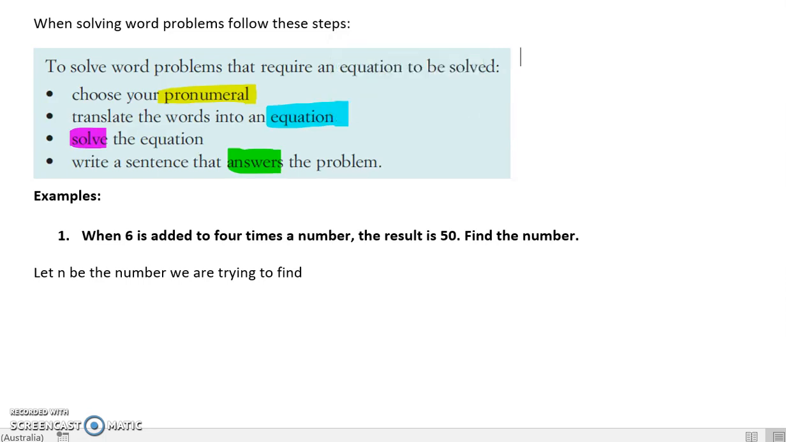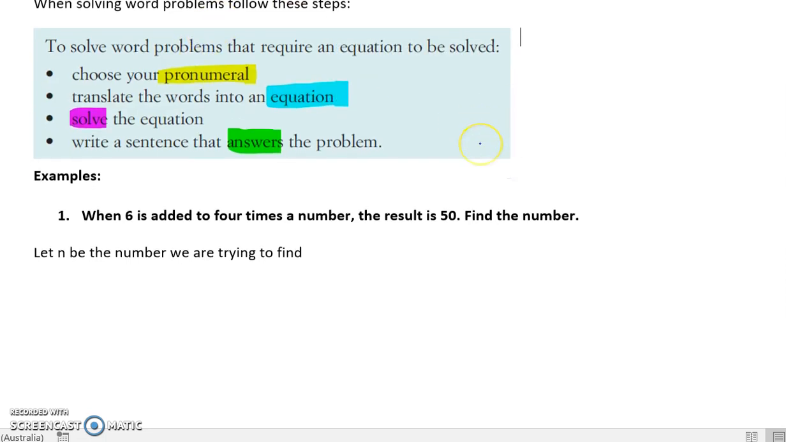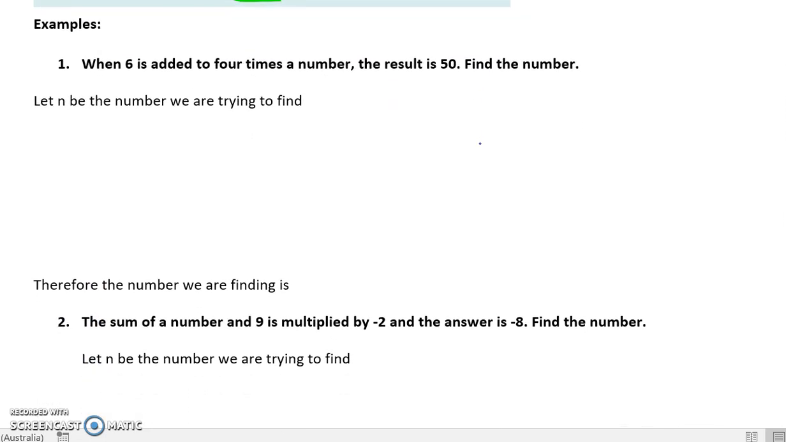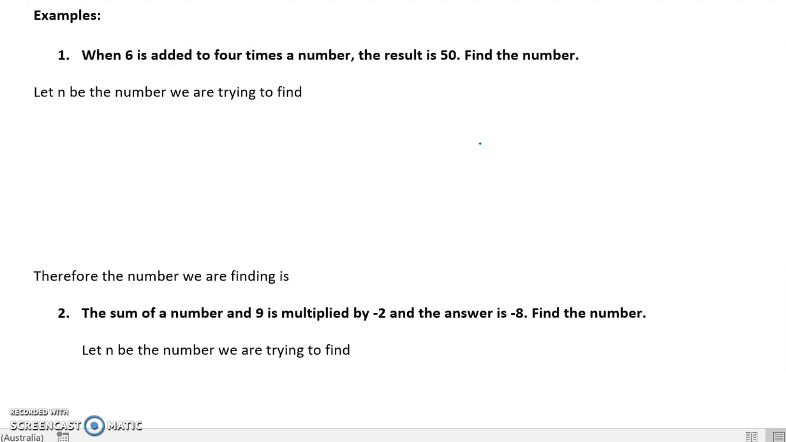So we're going to have a look at a couple of examples, and I'll leave some of the examples for you to do as well, and then do your summary and have a go at your questions from your text. So first example, it says when 6 is added to 4 times a number, the result is 50. And the question wants us to find that number.